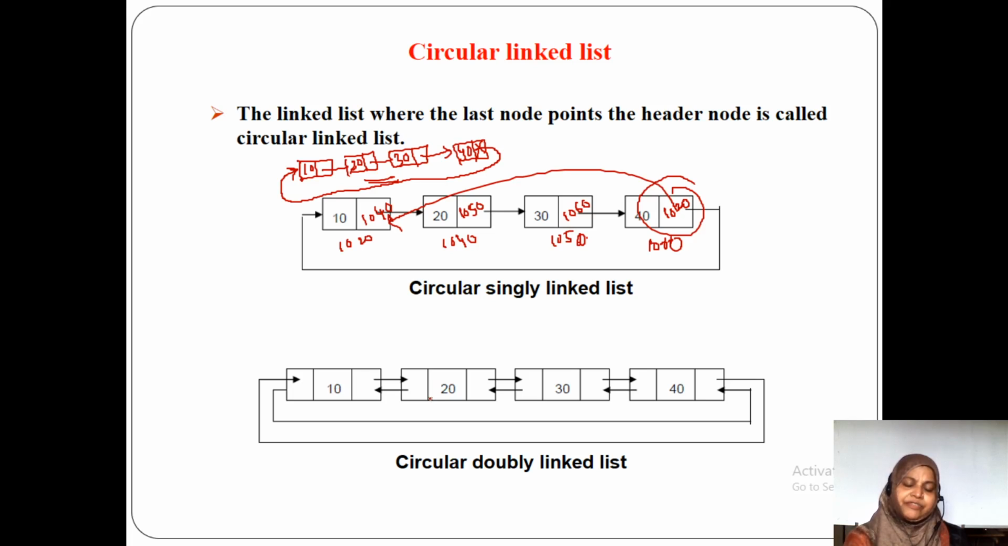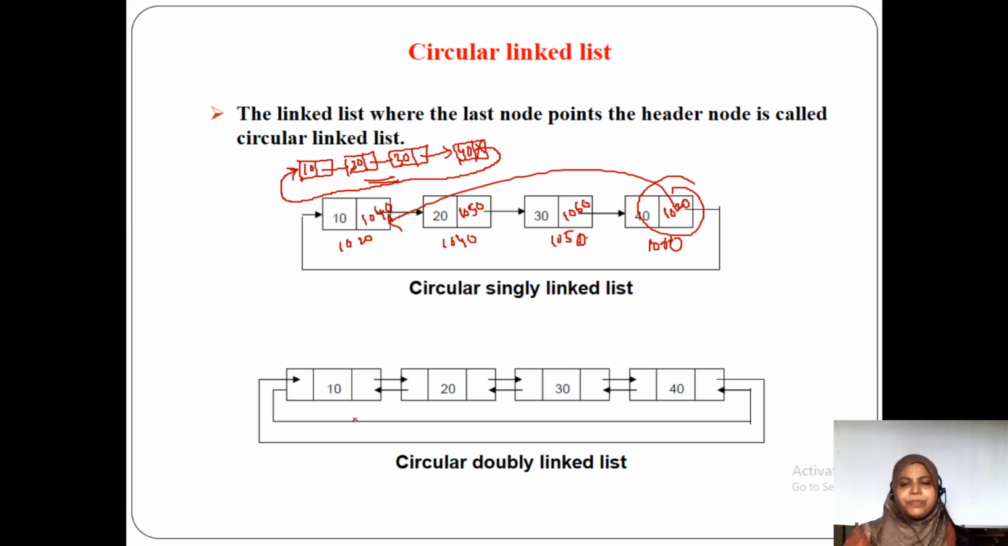For this 20, which one is the previous node? 10 is the previous node. Which one is the next node? 30 is the next node. For this 30, which one is the previous node? 20. Which one is the next node? 40. For this 40, which one is the previous node? 30. Which one is the next node? The first node. It is going to point to the first node. So in the circular list, there is no question of null. So this is the circular double linked list.